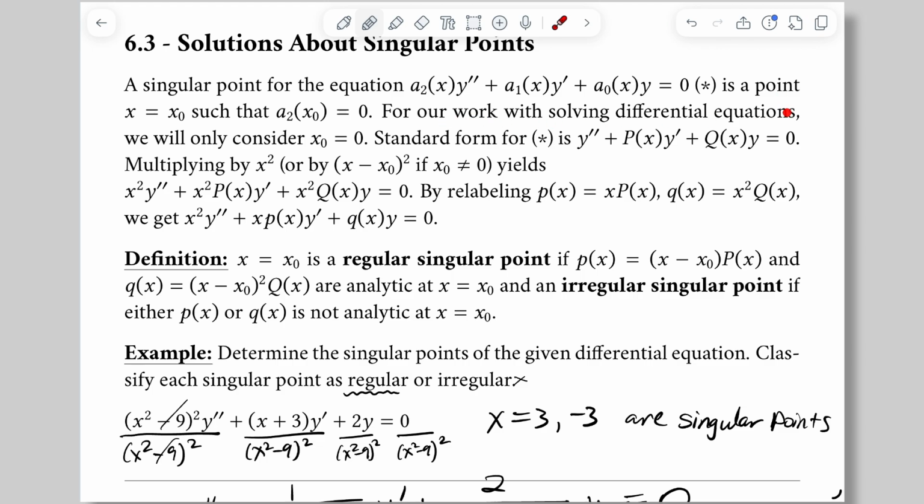For our work, when we solve differential equations, we're only going to consider x naught equals 0. We know what standard form looks like, and since now we're just going to focus on x naught equals 0, if we multiply standard form by x squared and then relabel, lowercase p of x equals x times uppercase P of x. Lowercase q of x equals x squared times uppercase Q of x. Then the standard form that got multiplied by x squared takes on the form x squared y double prime plus x lowercase p of x y prime plus q of x y is equal to 0.